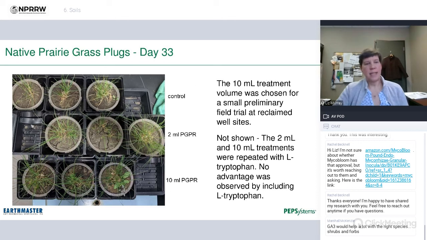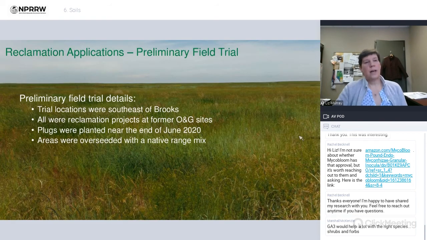So we ended up taking the information from that preliminary lab study and applying it to a small field study, a little proof of concept study. What's not shown here is that we also included L-tryptophan in these combinations, and there was no advantage to including an L-tryptophan in this. So with a preliminary field trial, we had several trial locations located southeast of Brooks, and these were reclamation projects at former oil and gas sites in native prairie setting. The plugs were planted near the end of June, and the areas were overseeded with a native range mix for client purposes.